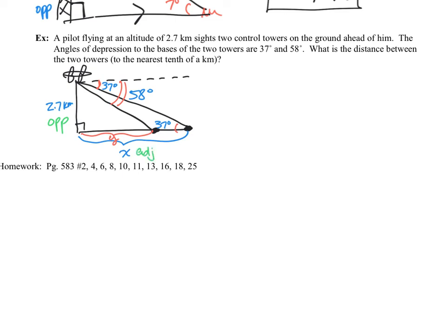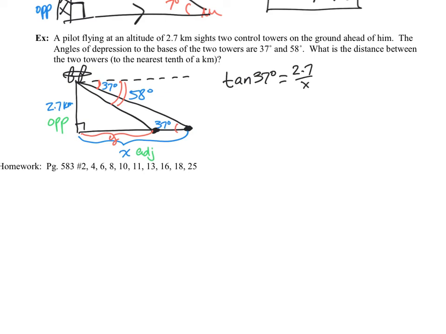All right, and so now we're ready to write a trig ratio. So with respect to this 37 degrees, we're going to use an opposite side and an adjacent side. So opposite and adjacent should make you think of the tangent trig ratio. So we're going to say the tangent of our 37-degree angle is equal to the opposite side, which is 2.7, over the adjacent side, which is X. So that would be 2.7 over X.